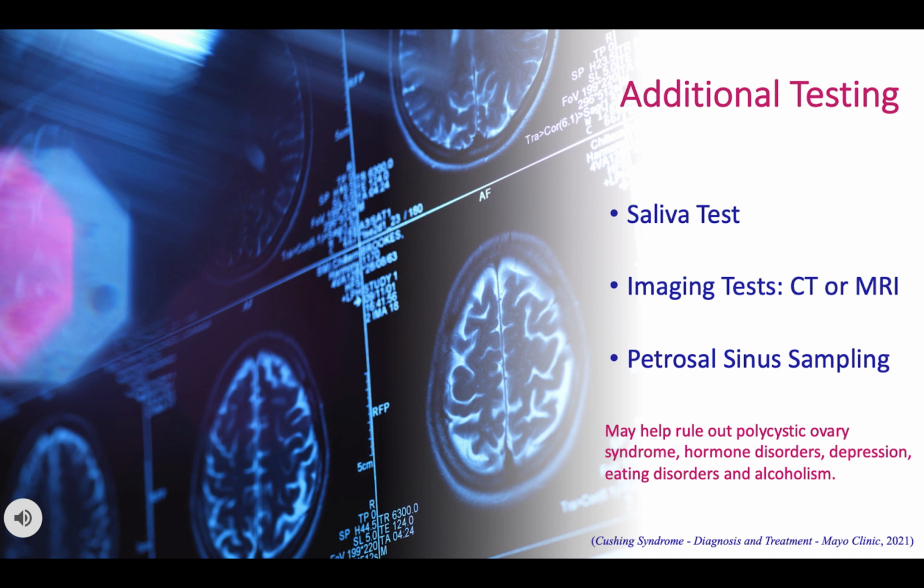These tests help your doctor diagnose Cushing syndrome and may help rule out other medical conditions such as polycystic ovary syndrome, a hormone disorder in women with enlarged ovaries. Depression, eating disorders, and alcoholism can also partially mimic Cushing syndrome.